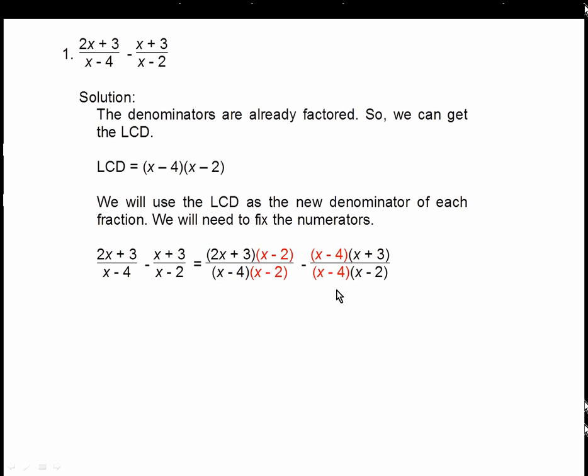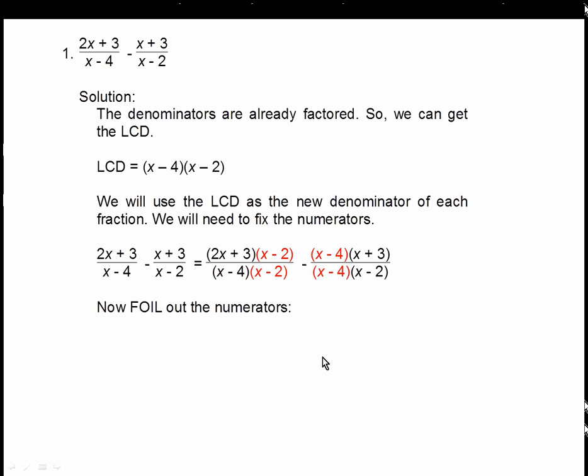Don't cancel. Remember, in the numerator, you must literally multiply them out. We multiplied each numerator by factors from the LCD that were not in its original denominator. This one missed x minus 2, that's why I have it. This one missed x minus 4. And there it is. Now let's FOIL out the numerators. Don't FOIL out the denominators. Remember, in order to simplify, you must factor and cancel, and our denominators are already factored. So we're going to FOIL out the numerators.